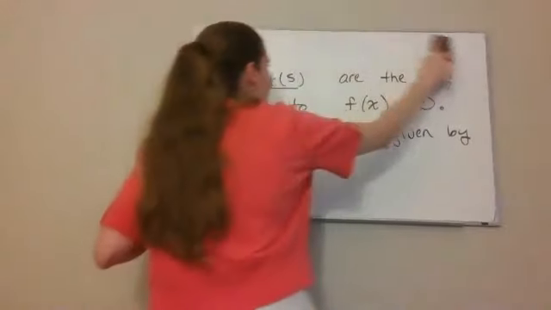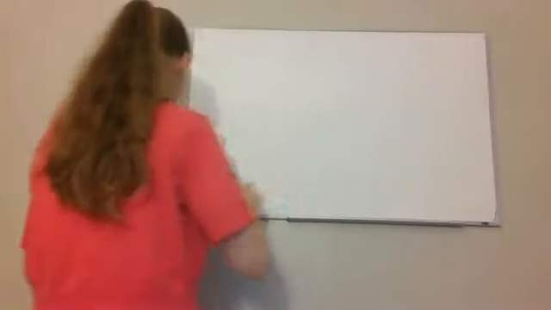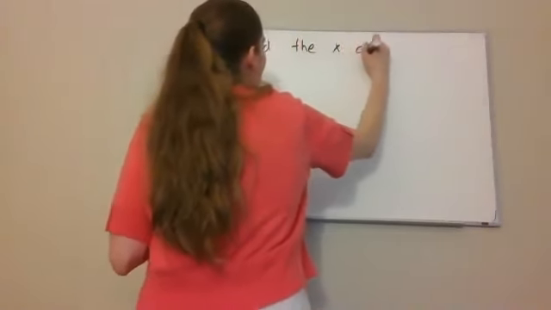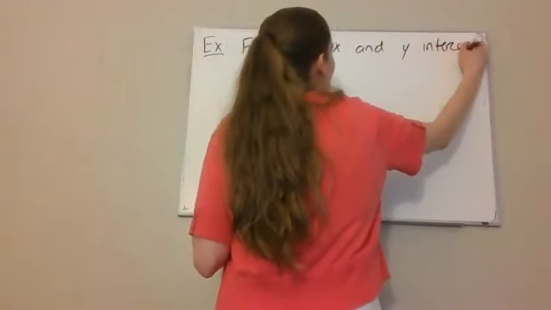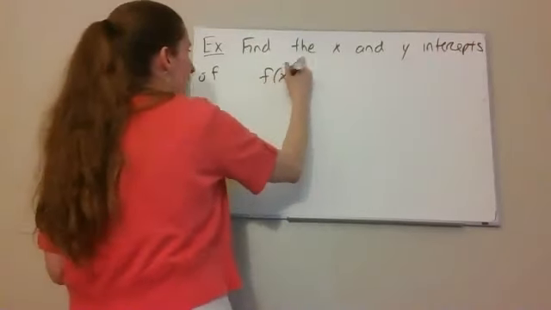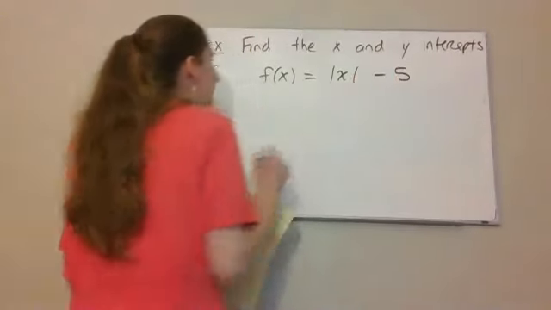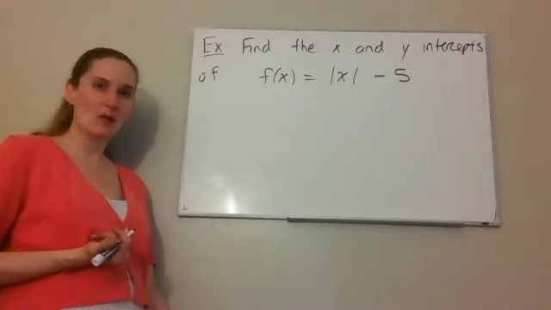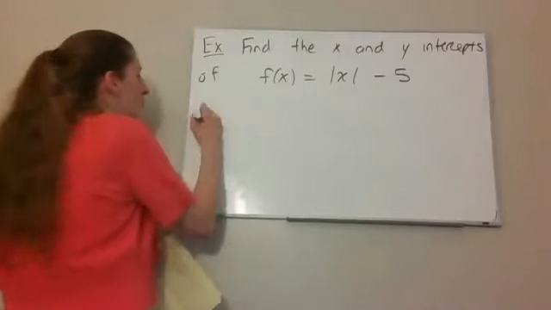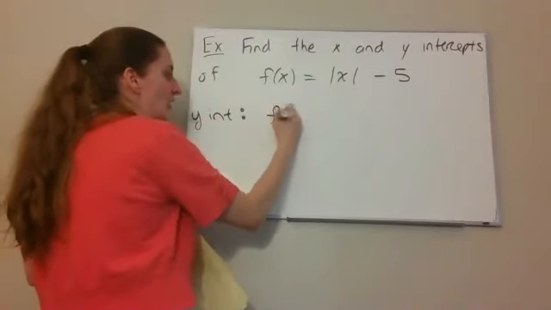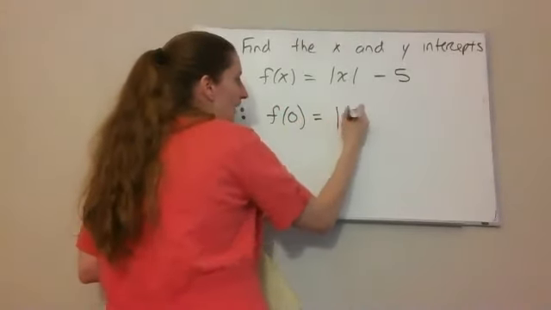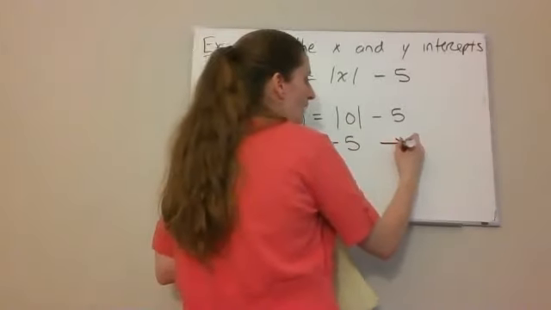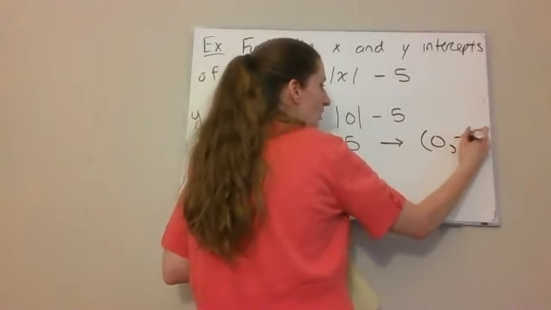So let's do an example finding these intercepts. Find the x and y intercepts of f of x equals absolute value of x minus 5. And now it doesn't matter which order we do this in. We can find the x-intercepts first or the y-intercepts first. I personally usually find my y-intercept first because I think it's a little bit easier. So y-intercepts, remember that is where you plug in a 0 for your x, f of 0. So that's absolute value of 0 minus 5, which of course is negative 5. This means that my y-intercept is the point, x is 0, y is negative 5.